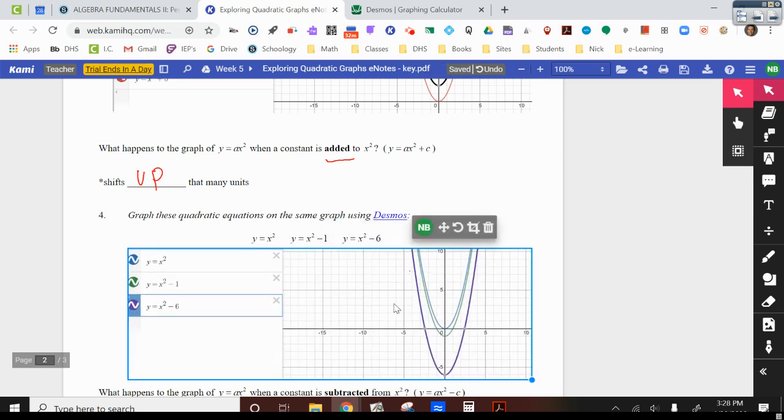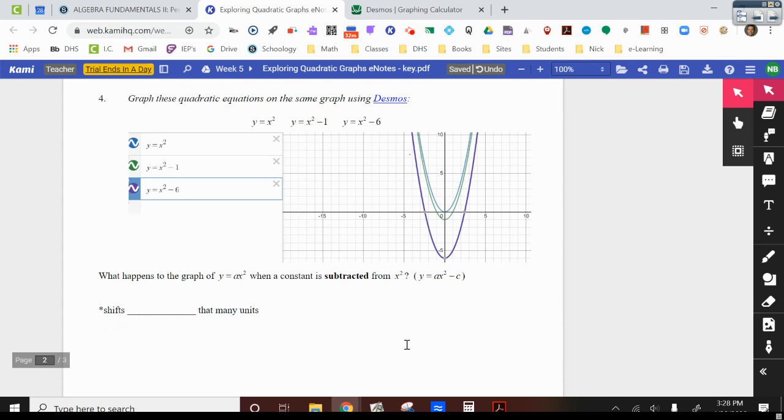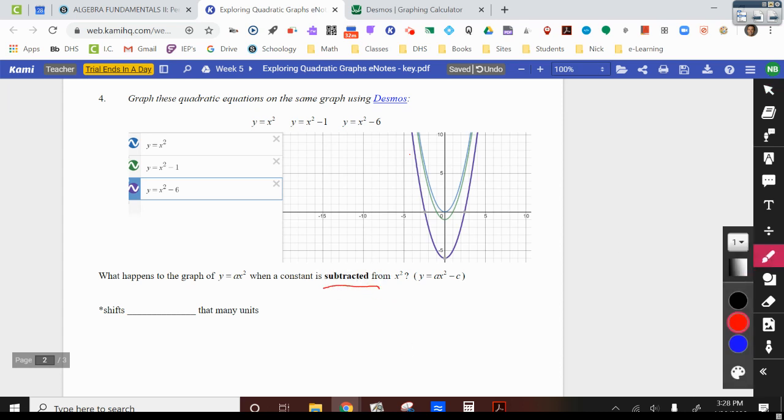There you go. You can see what happens. That was my parent. That minus 1 is the green one. It got shifted down 1 unit, and that minus 6 is this purple one, and it got shifted down that many units. And there's the clue. This is what you want to write down: when the constant is being subtracted, it is going to shift down that many units.